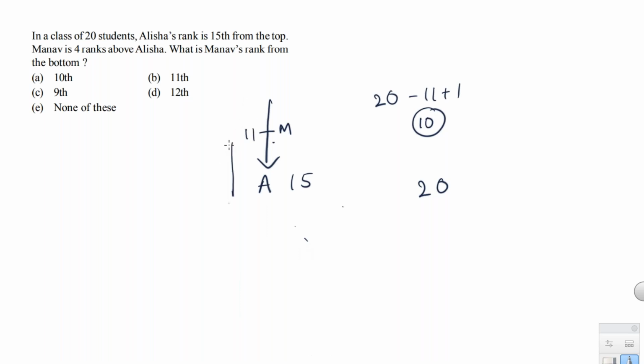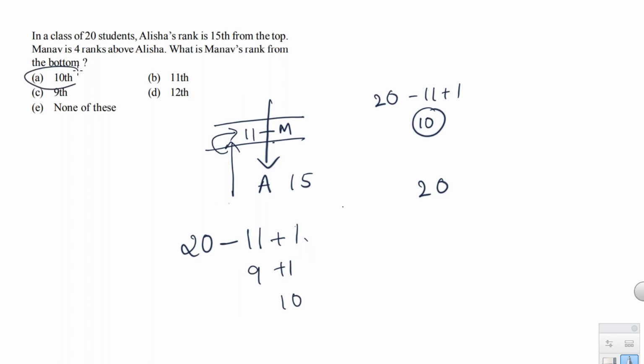The question is, what is Manav's rank from the bottom? It's like left and right. Here they're asking from the top and from the bottom. Now for Manav's rank from the bottom, it is 20, the total number of people, minus 11. From 20, if I subtract 11, then we get the number of people who are below Manav, which is 9. Now to get Manav's position, Manav will come after these 9 people, that is plus 1. So 9 plus 1, 10. So the rank of Manav should be 10th rank.